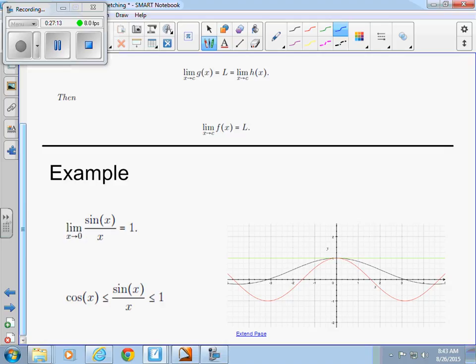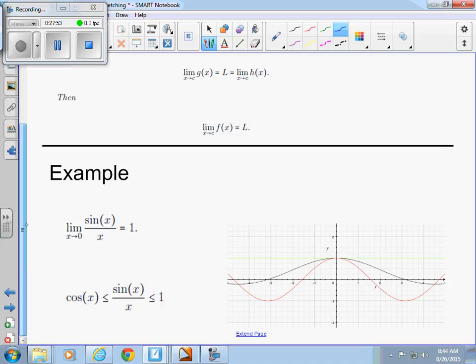Do we know the limit as x approaches 0 of cosine of x? So we can plug it in, can't we? So as x approaches 0, the limit of cosine of x is 1, right? And then as x approaches 0, what's the limit of 1? That's almost too easy of a question, isn't it? 1, right? So if these two limits are 1, what does the function in between have to have as its limit?